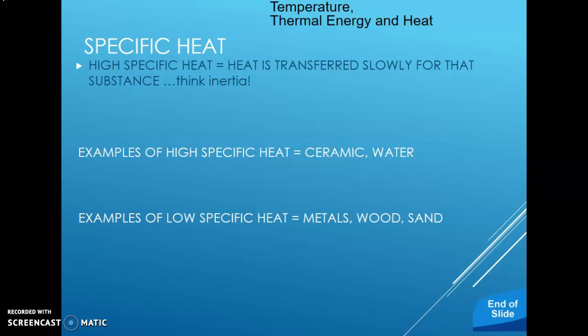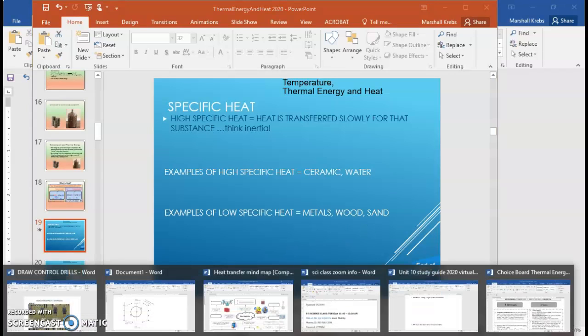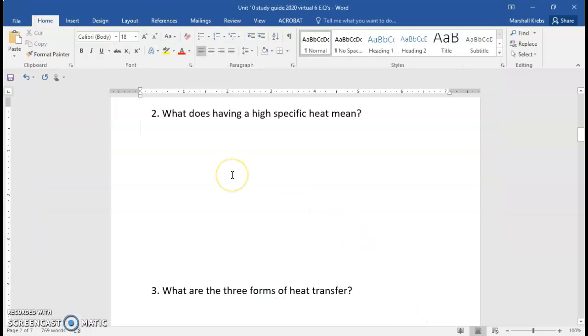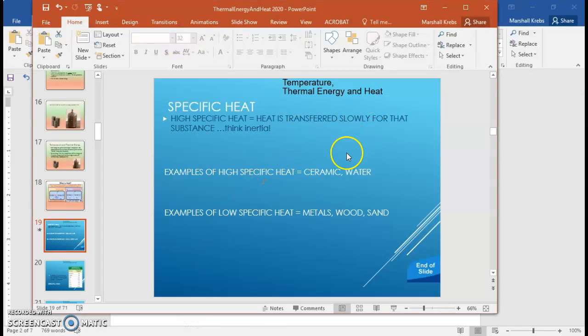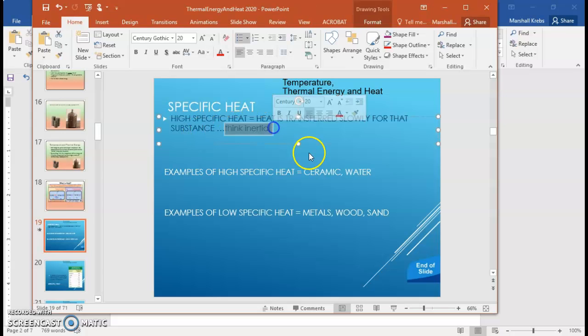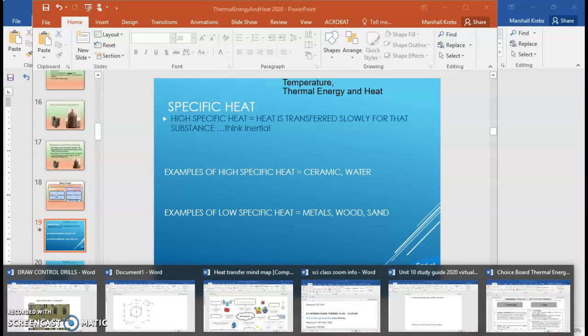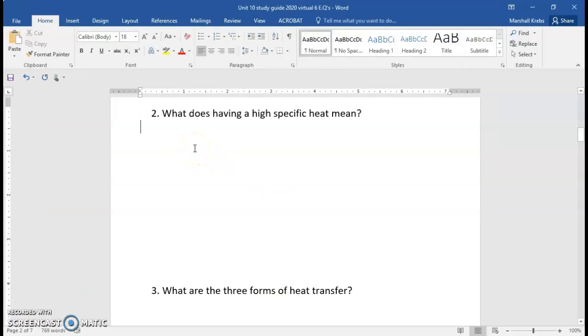Okay, so back to your notes. What does having a high specific heat mean? It means that the temperature will rise very, very slowly for that specific substance. Right? So go back over here. Heat is transferred. What I would write down: thermal inertia. Okay? All right.